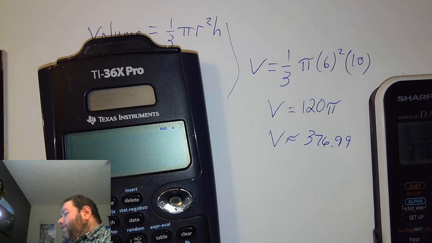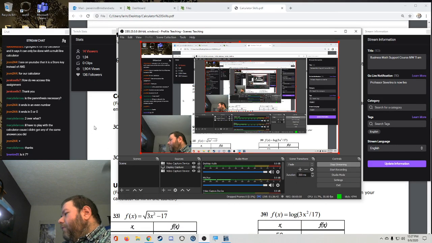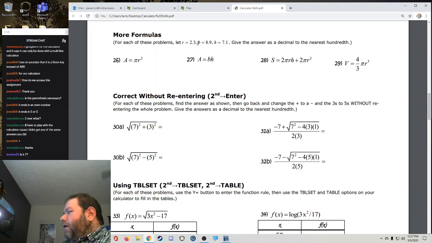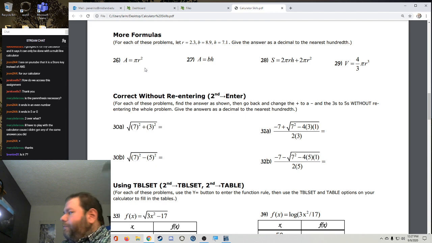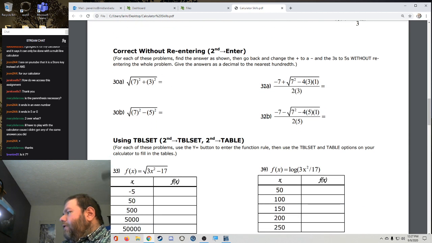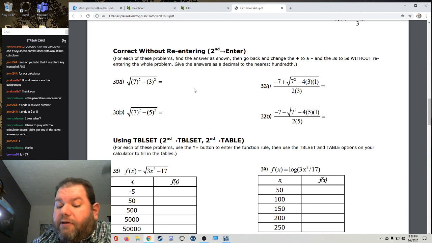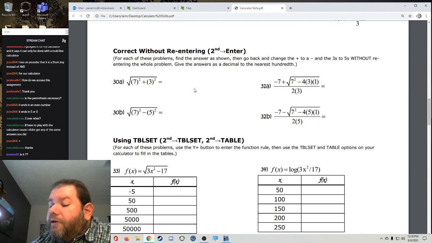Moving on. So we talked about entering values like r and h into these formulas. We want to give the answer as decimals to the nearest hundredths, so that's what we were doing there. So the next set is correcting without re-entering, which this one says second and enter, but that really only applies to certain calculators. I don't think it applies to either one of the calculators that I have, although I may be mistaken. Yeah, it doesn't work there, and then it absolutely does not work here.